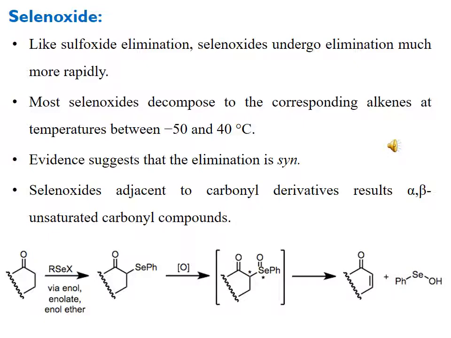Overall, this selenide is then oxidized and we get the selenium oxide, and this selenium oxide then moves towards the product side, that is an alkene, through an elimination step. Along with this alkene, we get a selenic acid. This phenyl SeOH, if selenium is directly attached to it, this compound is known as selenic acid.